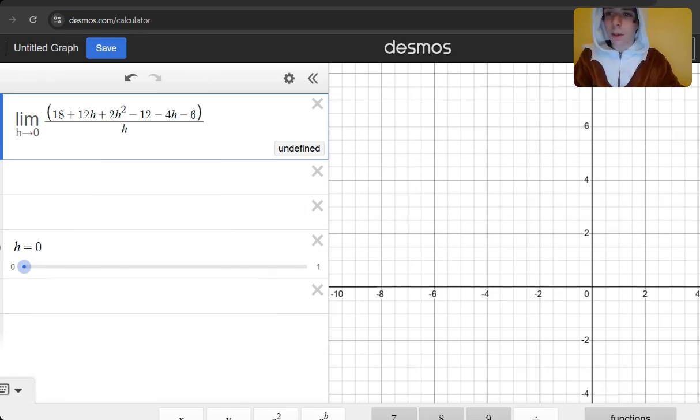Now we can cancel even more of these out. The 18 minus 12, that becomes a plus 6. And that cancels out with the minus 6. And then 12h minus 4h, that becomes 8h. And we're left with 8h plus 2h squared over h. And at h equals 0, this is undefined, but we want to find what this is getting closer to as h gets really, really close to 0.